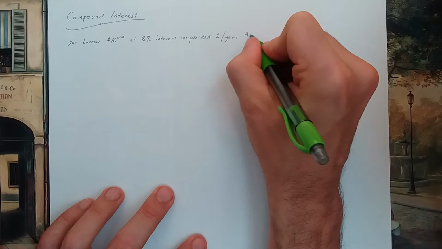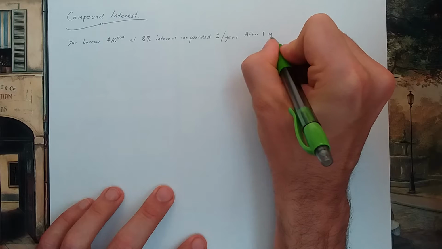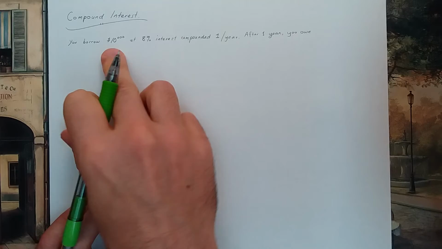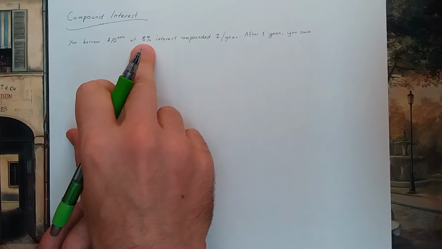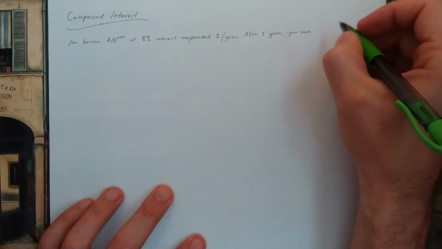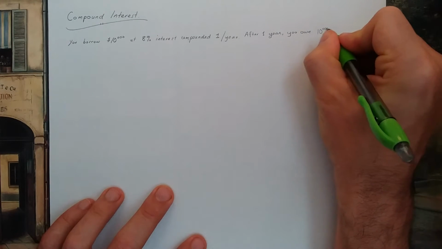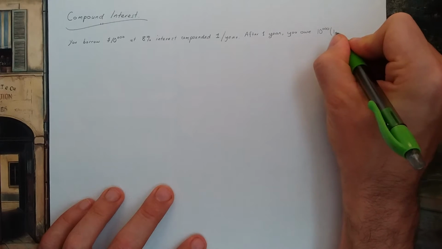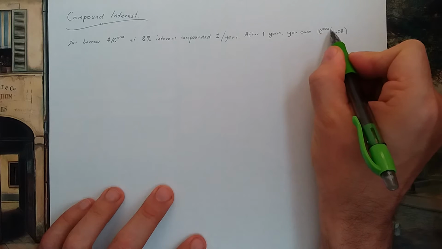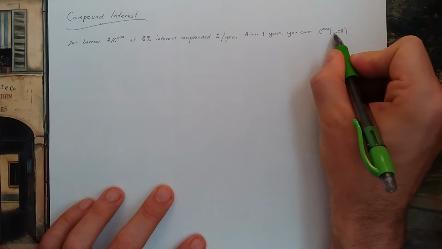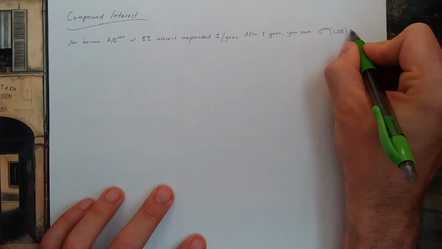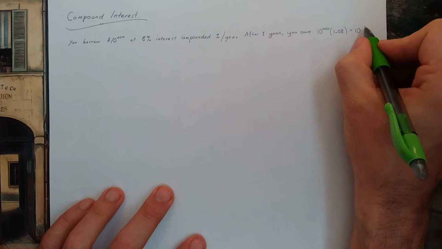So after 1 year, what do you owe? So you borrowed $10,000, 8% interest, and after 1 year, that interest is calculated. So you'll owe $10,000 times 1.08 because you still need to pay back the original $10,000. That's times 1, and then the 8% interest is tacked on. This would be $10,800.